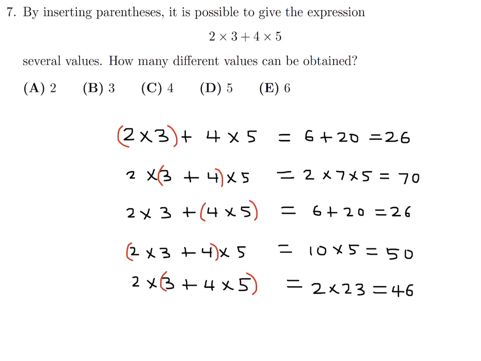So how many different values did I get? 1, 2, 3, 4 different values. So number 7, the answer is C.